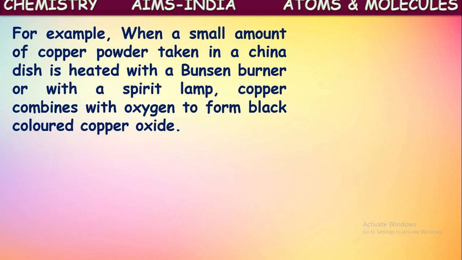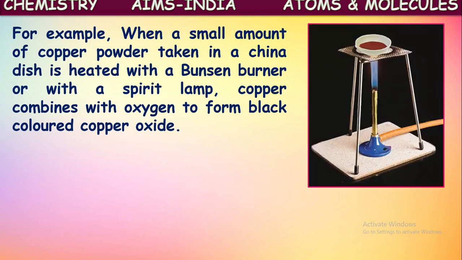Let us see an example here. When a small amount of copper powder is taken in a china dish and heated with a Bunsen burner or a spirit lamp, the copper combines with atmospheric oxygen and forms black colored copper oxide. What's happening here?